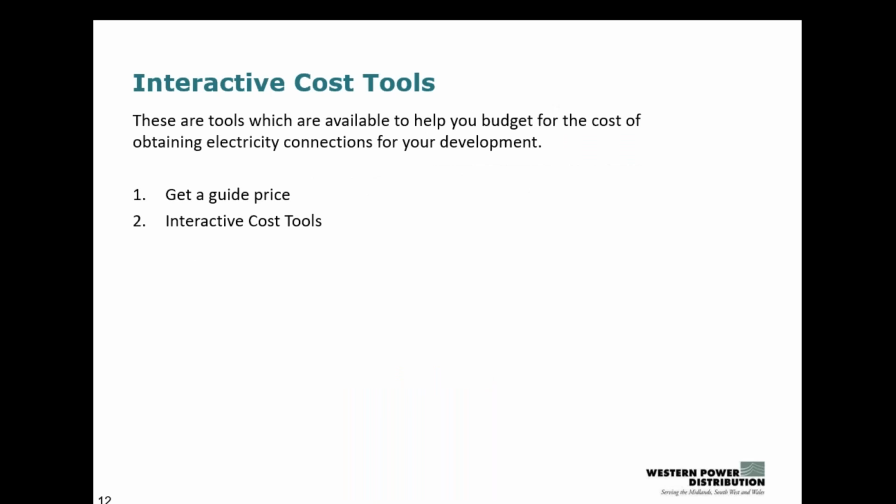So our interactive cost tools come in sort of two flavors. The first section is a series of fixed costs and indicative charges to understand and get a guide price for obtaining an electricity connection for your development. And the second one is a proper interactive cost tool where you can type in a bit more information, provide a bit further detail about the type of connection that you require, and we will provide, again, an indicative cost based on the details that you've provided.